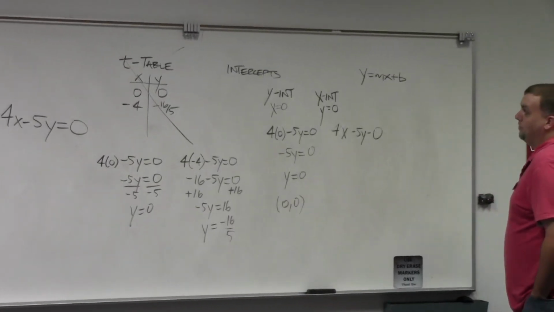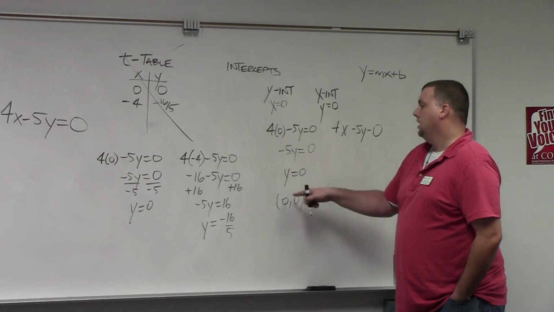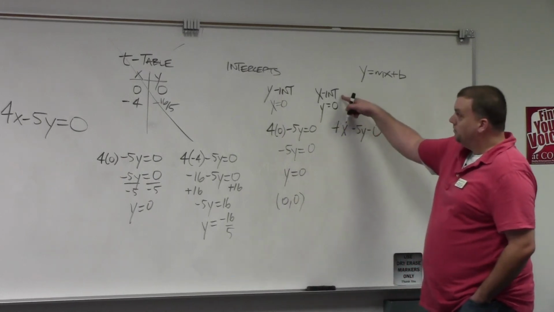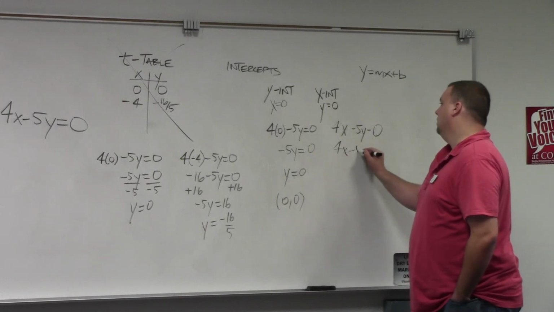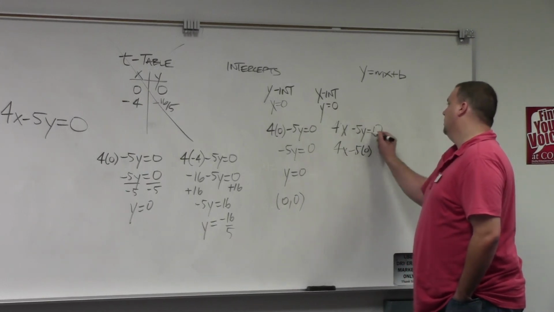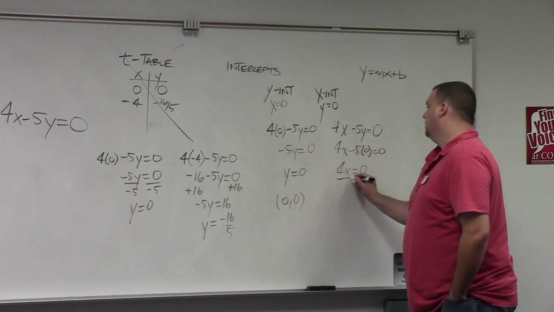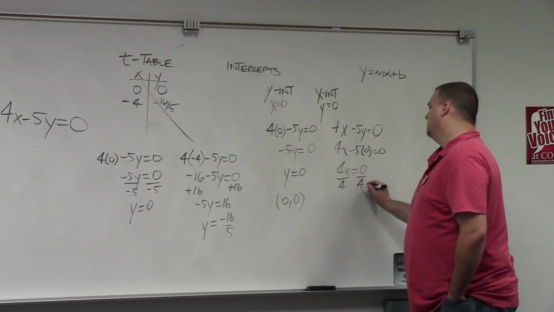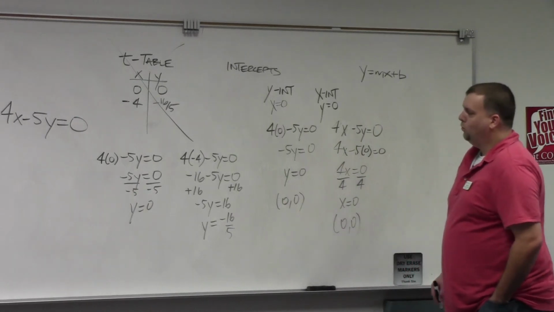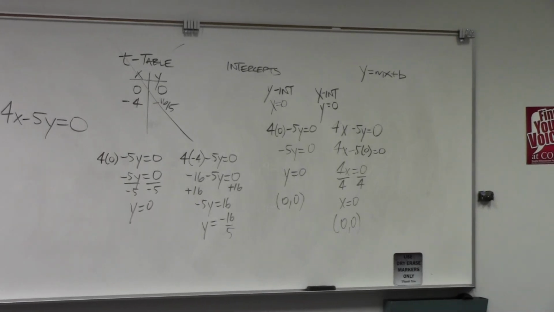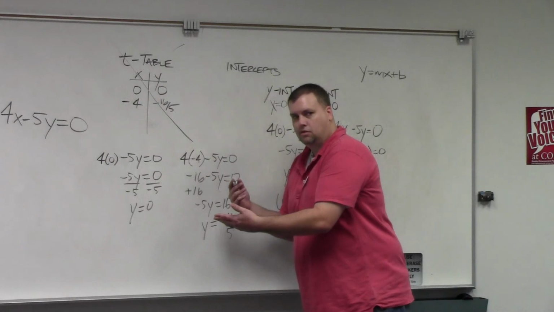All right, so I found the y-intercept. I plugged the x equals 0 in for x, and that gave me a y value of 0. So now I'm going to find the x-intercept. I'm going to plug 0 in for y. So I get 4x equal to 0. I get 0 again, right? Well, that's the same point. So I'm going to have to go back to the t-table to find more points anyway.